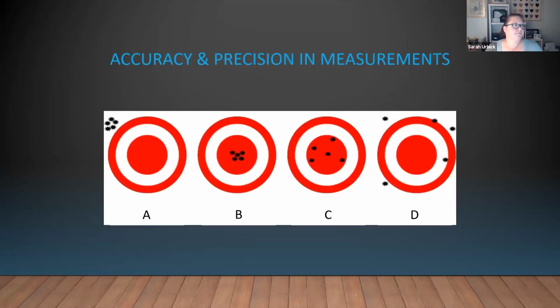All right. Accuracy and precision. So this is going to be part of the reading that's coming up that's going to be assigned. So let's talk about accuracy and precision in measurements. Anybody ever take a gun class? Shoot targets?